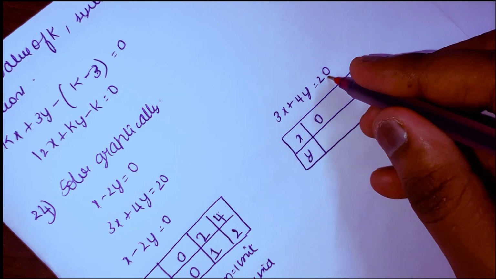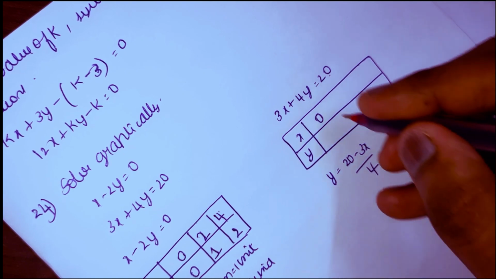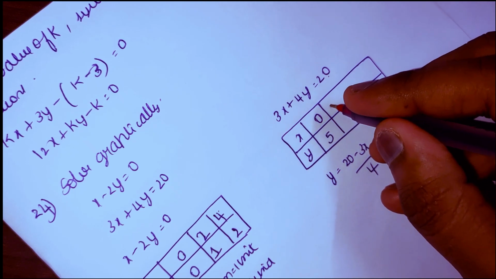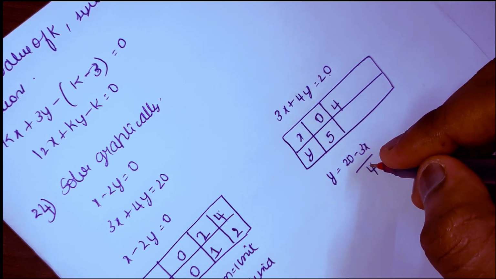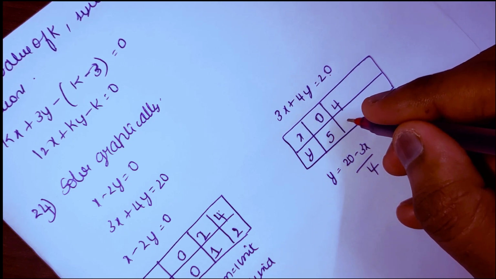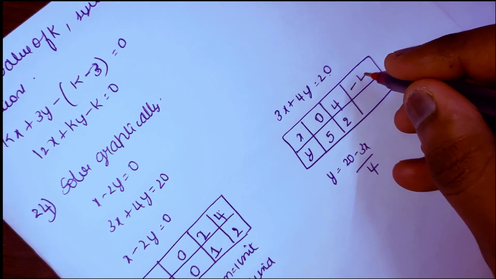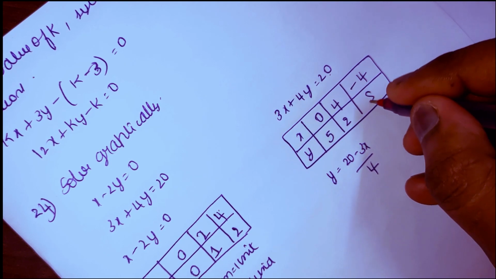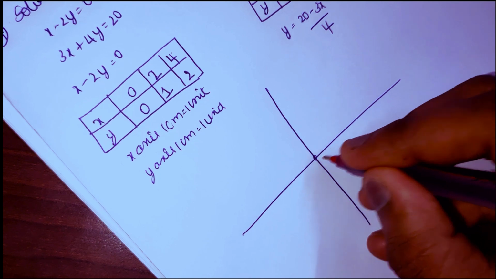We'll take x is equal to 0. While comparing this equation, y is nothing but 20 minus 3x by 4. When x is 0, y becomes 5, that is 20 by 4. When x is 4, consider any number which when you subtract and divide by 4, you will get a whole number. That will be easy for you to draw the graph. So when you consider x as 4, you will get y as 2. One more number, consider x as minus 4. You will get 20 plus 12, that is 32 divided by 4. Take it as 8. Now draw a graph with origin.